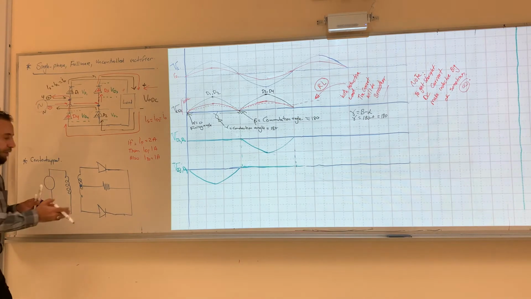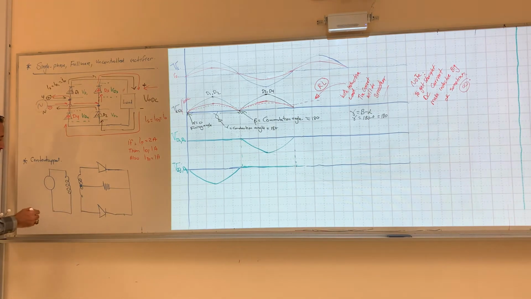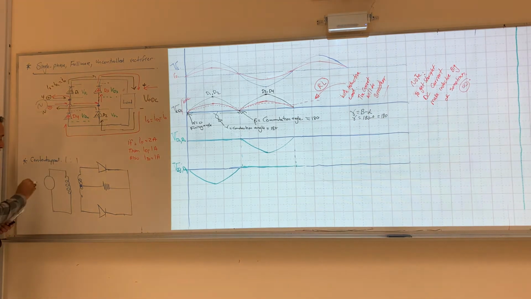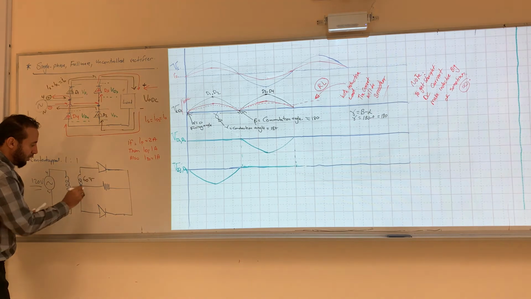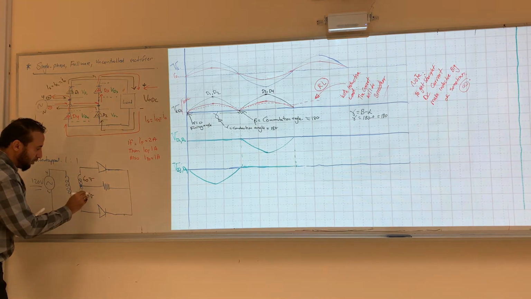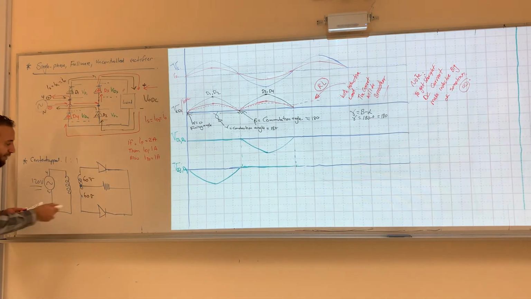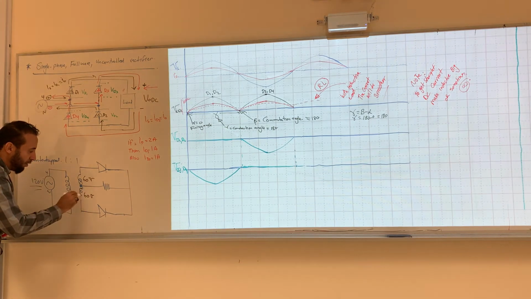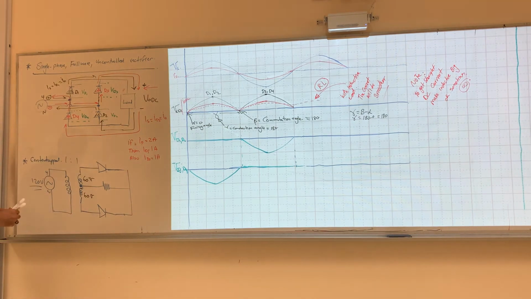So it's like two half waves. We are assuming that this is a 1-to-1 ratio, and this is 120 volt. If this is 120 volt, this will be 60 volt, and this will be 60 volt. That's why we said that the peak will be half. So 60 volt and 60 volt.